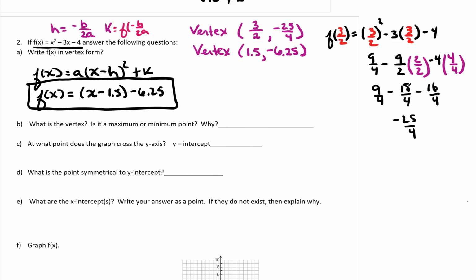Our vertex, which we had found above, is 1.5, negative 6.25. And it wanted to know, is this a max or a min? Well, that determines if our value of a, the number in front of x squared, is positive or negative. Our value of a is 1. This is greater than 0, which tells me my parabola faces upwards. And so if my parabola faces upwards, then I know that this is a minimum point.